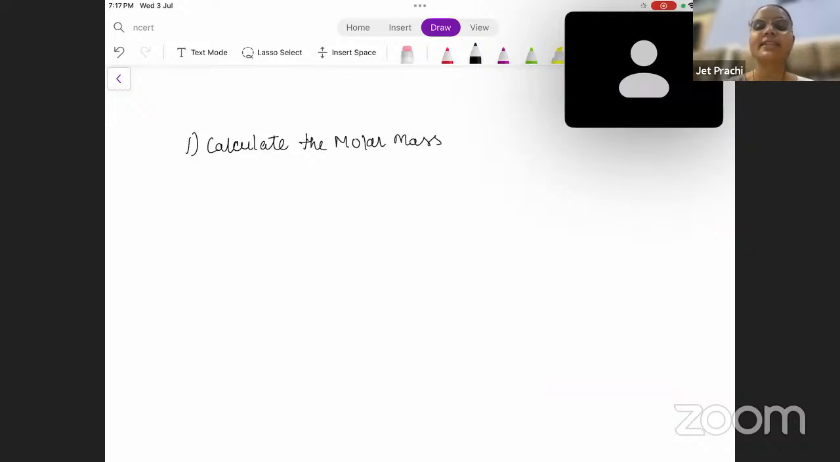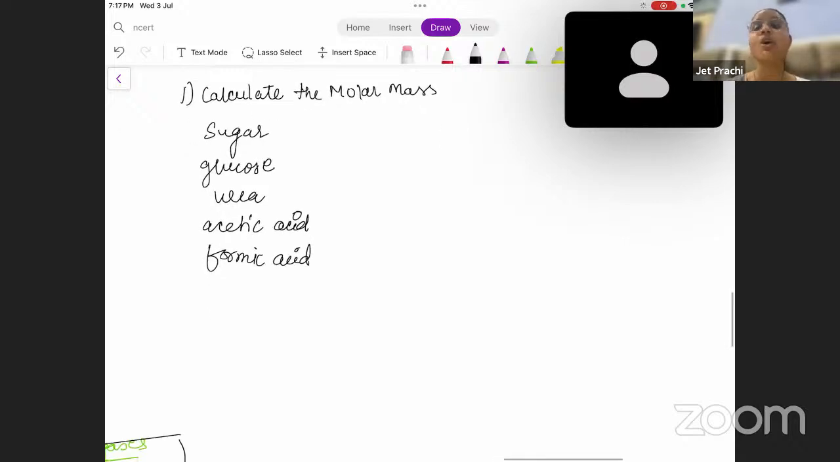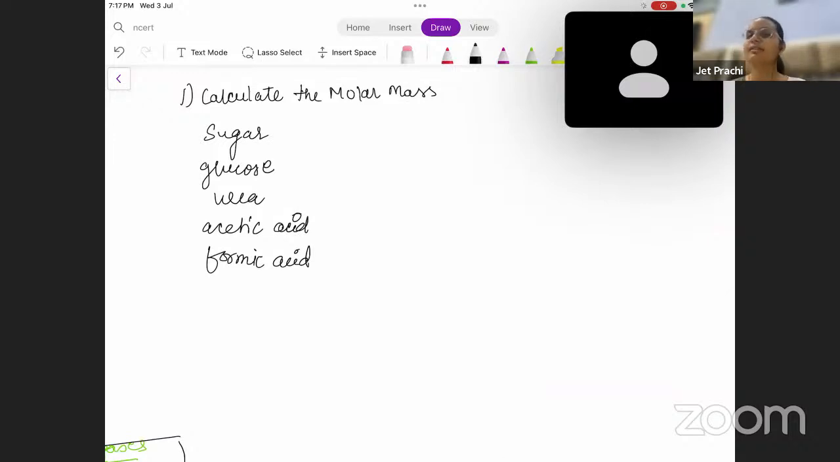So here I am writing the compounds. You have to do it for sugar, for glucose, for urea, for acetic acid, for formic acid. Now I am expecting that you know what the formulas are. If you don't know, you have to find out and write the formulas, and then calculate the molar mass, which is the mass of 1 mole of substance.